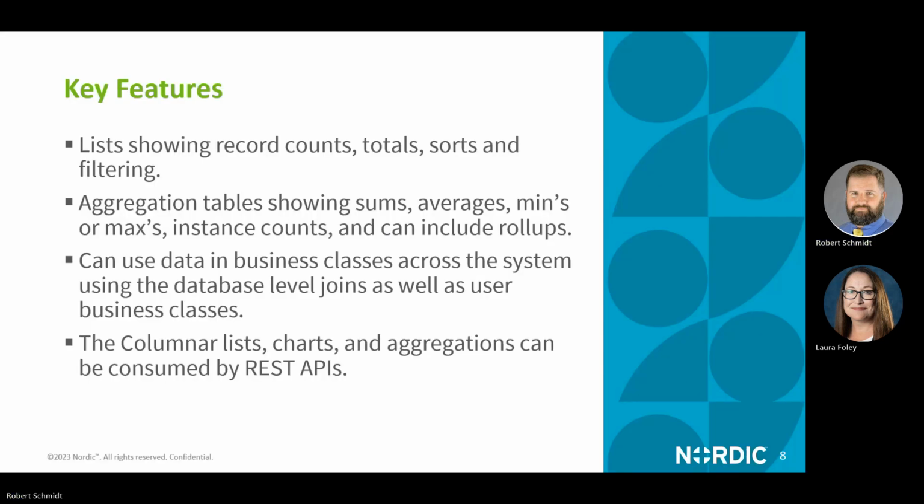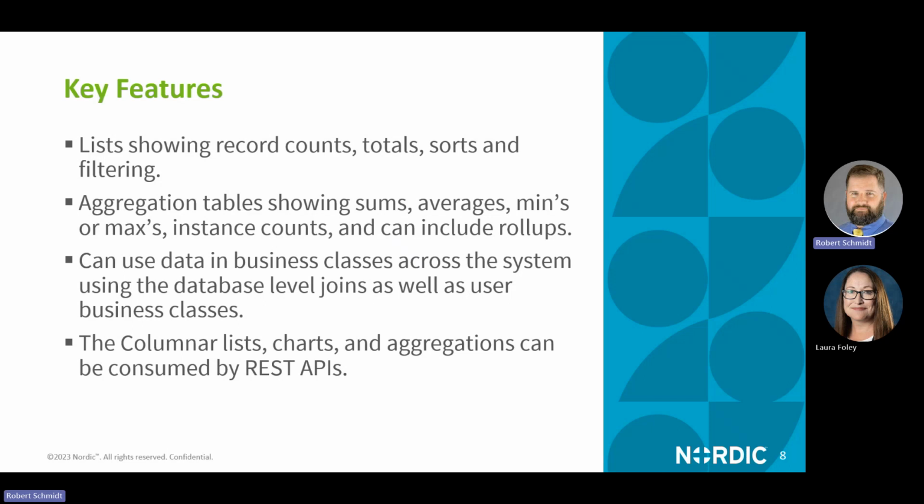Okay. So what are some of our key features? Columnar provides us lists. One of the ways we present is being a list. That's going to be able to provide us a way of showing stuff like record counts. We can provide some totals, some subtotals. It's going to allow us the ability to do some sorts and to do some filtering, to present that data back to our end users. Within the behind the scenes, so aggregations, we can do stuff like sums, we can do averages, mins and maxes, instance type counts, and we can include stuff like rollups.